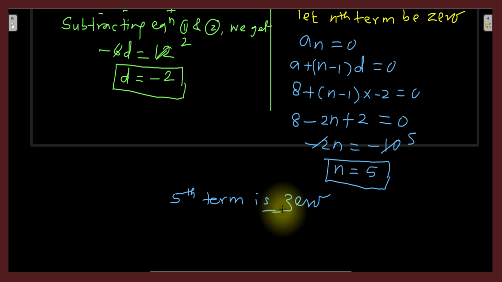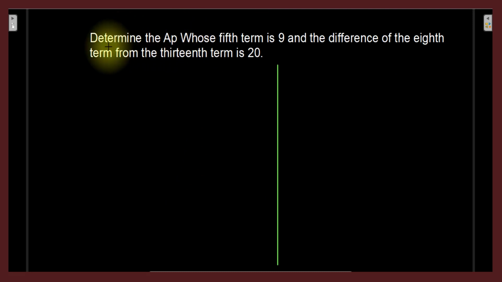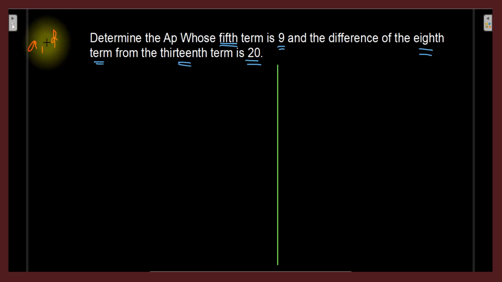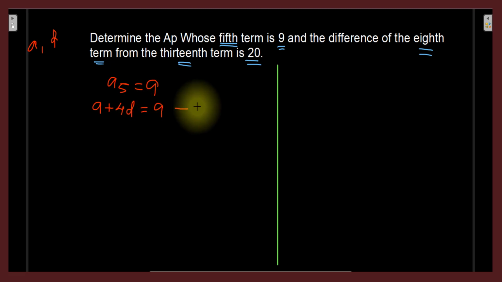Now we will move to the next question. The next question is: determine the AP whose fifth term is 9, and the difference of the 8th term from the 13th term is 20. We have to find the AP. To find the AP we require A and D, the first term and the common difference, then we can write the arithmetic progression. Here the fifth term is given as 9, so A5 is equal to 9, and therefore it will be A plus 4D, that is equal to 9. Let this be equation number 1.